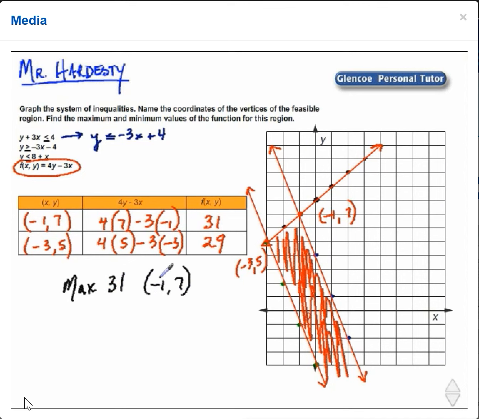Although we can see this calculation to be 29, that is not our minimum value. In fact, our minimum value apparently does not exist, since our region is unbounded, and there is no point to plug in down at this end to represent where the minimum would be. So we'll say the maximum is 31 at negative 1, 7, and the minimum has no value.